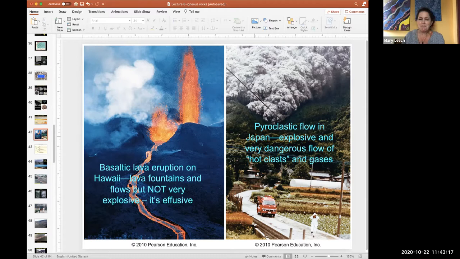So these are the dangerous ones, and pyroclastic flows are one of the most dangerous hazards of an explosive volcano. This comes from pyro, which is hot, and clastic, which means pieces, chunks. So hot clasts, pieces of volcanic rock and gases.